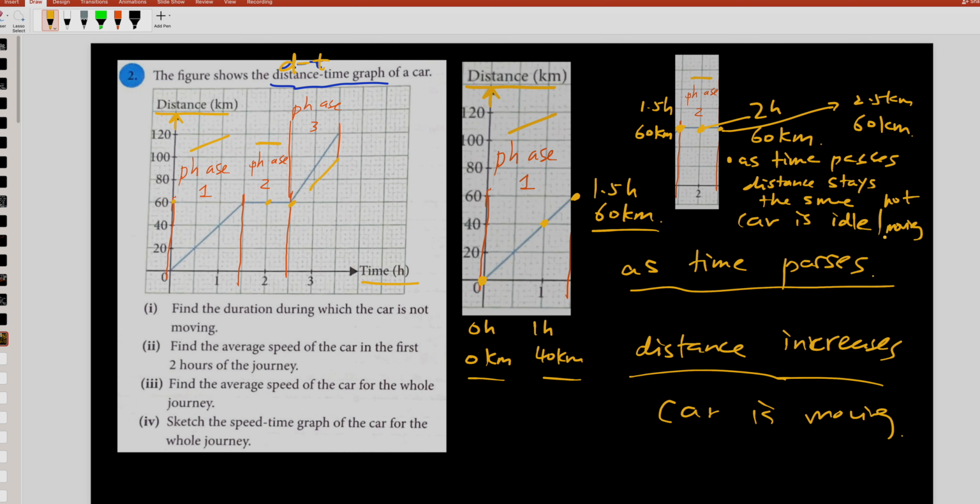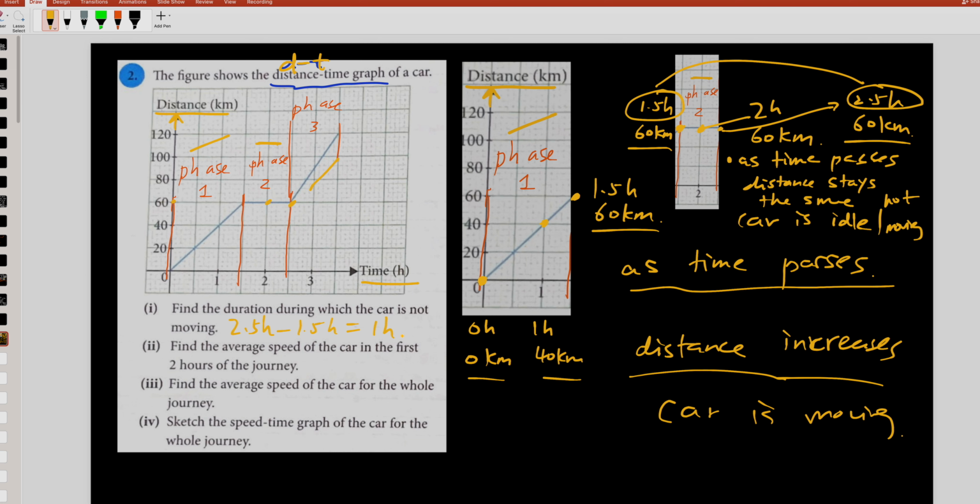So now they ask, find the duration during which the car is not moving. From when to when is it not moving? At 1.5 hours it starts at 60 kilometer. At 2.5 hours it is also 60 kilometer. So it means in between here it is not moving, right? It stays the same, right? So therefore 2.5 minus 1.5 hours, the duration is 1 hour. That explains part one.